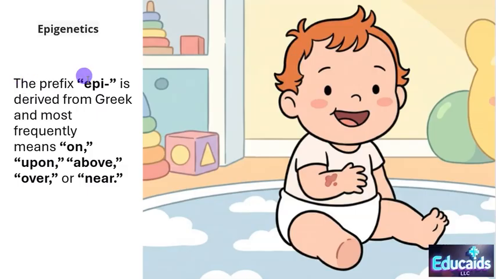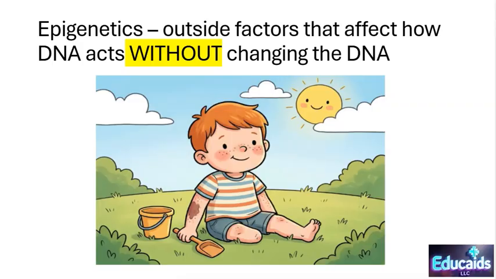Epigenetics. So the prefix epi is derived from Greek and most frequently means on, above, or near. Okay. So epigenetics. Epigenetics is outside factors affecting how DNA acts without changing the DNA. So here's our cute little guy. He's outside playing in the sun. He's got red hair, he's got a birthmark, and he's missing a foot here.